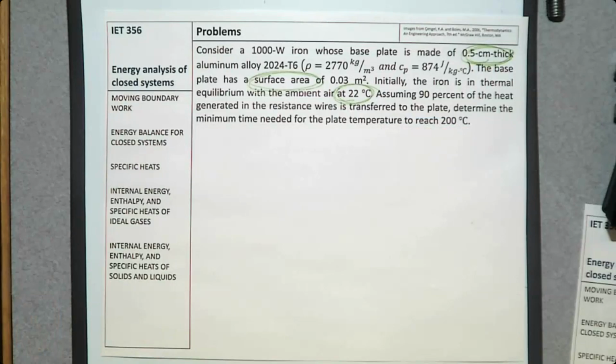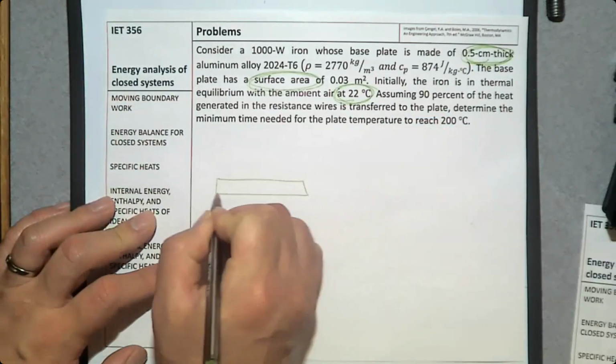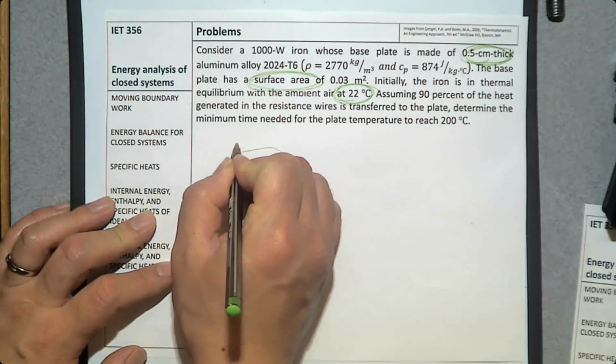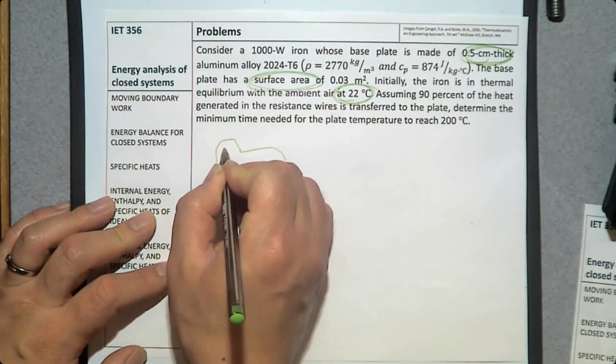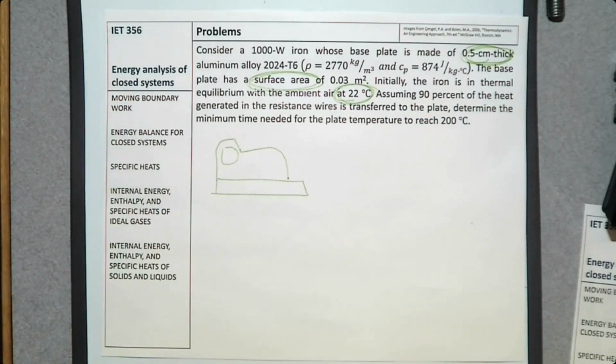Temperature, 22 up to 200. Whose temperature? The system's temperature. Whose temperature? The base plate. The base plate is our system. So we have this base plate. There's iron, I don't know, it looks like iron or something.